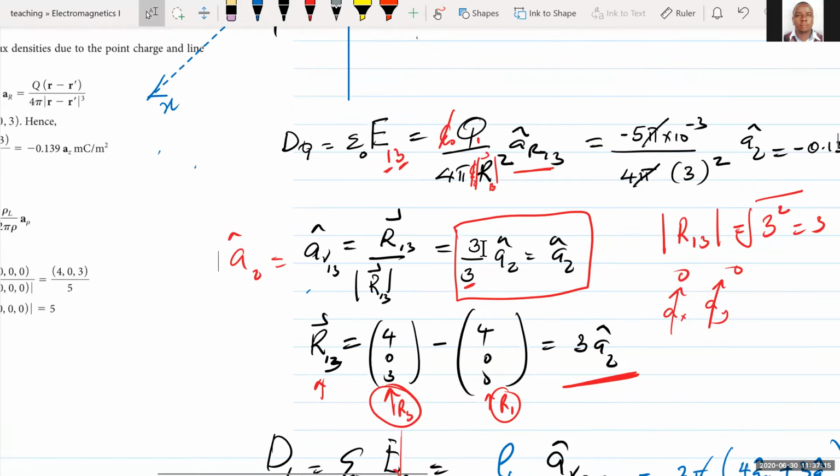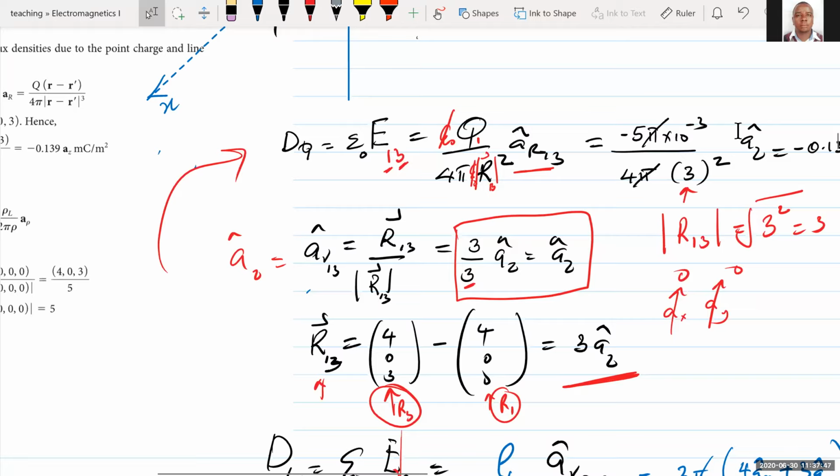And therefore, now coming back to this equation, we can just plug in the values. We were given that Q1 is equal to minus 5 pi millicoulombs, that is 10 power minus 3. And of course, our epsilon cancels, therefore you are left with 4 pi over R, which is 3, and then you square, of course, as per the formula, and then you put your unit vector right there.